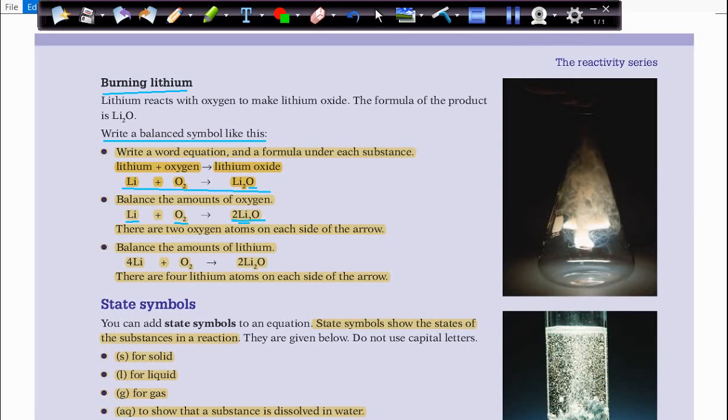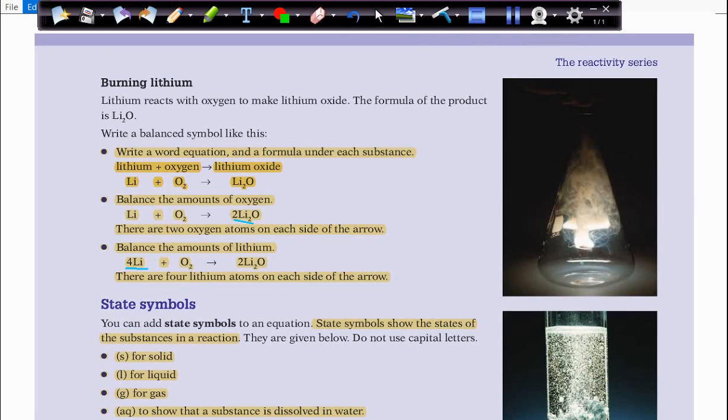Balance the atom amounts of lithium. So I have here 2 and 2. That means 4. In this case, I have 4 lithium atoms. How can I balance this? In this case, I have to add a big 4 before the reactant lithium. Before the reactant lithium, I have to add 4.